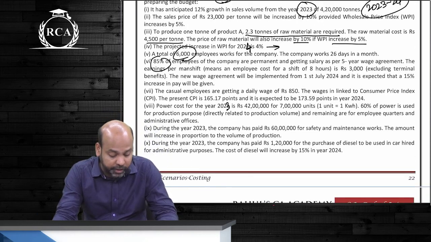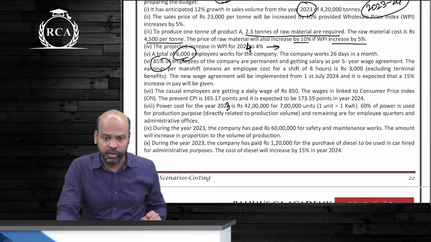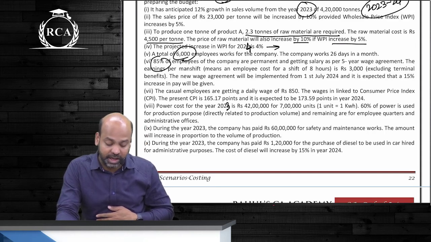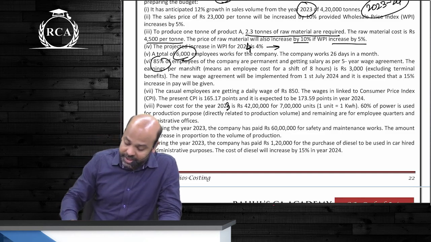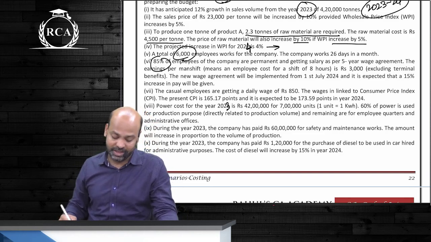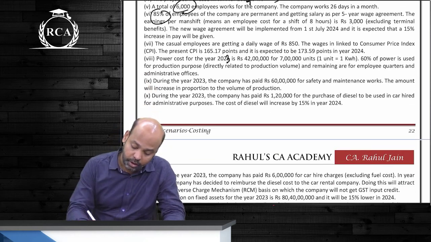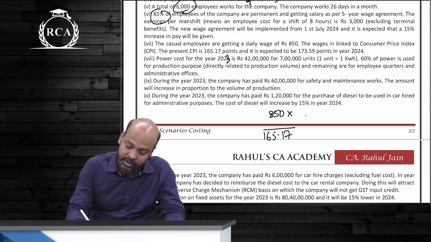The casual employees, if 6,000 में से 85 are permanent, guys, how many are temporary employees? 15%. 6,000 into 15%, 900 employees, beta, are casual employees. उनको everyday कितना pay कर रहे हो? The wages are linked to consumer price index. The present CPI is 165.17 and it is expected to be 173.59 in the next year. So per day wages will increase to, if 850 rupees is for 165.17 consumer price index, for 173.59 what should it be?